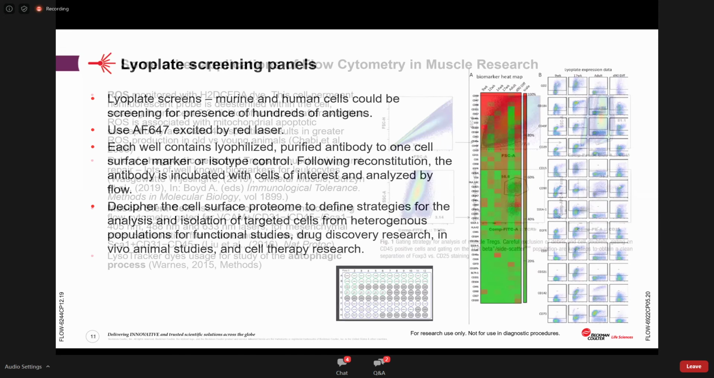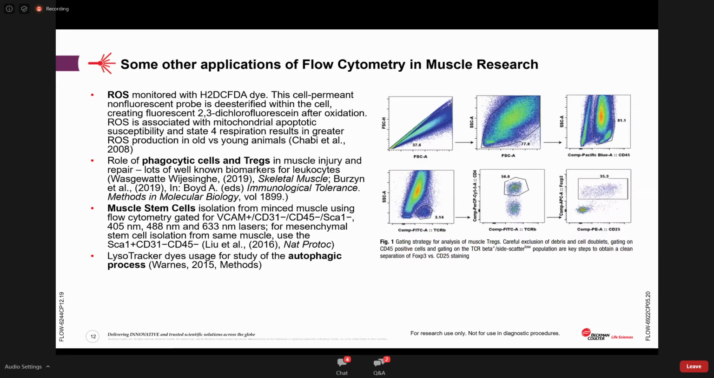Among the papers I reviewed, there were quite a few other interesting applications such as reactive oxygen species, macrophages, Tregs, muscle stem cells, and autophagy, of course, in muscle injury and regeneration. Unfortunately, my time slot is too short to cover everything I'd like to cover. I know that this review is far from exhaustive, but I hope I give you a good sense of the power of this technique.